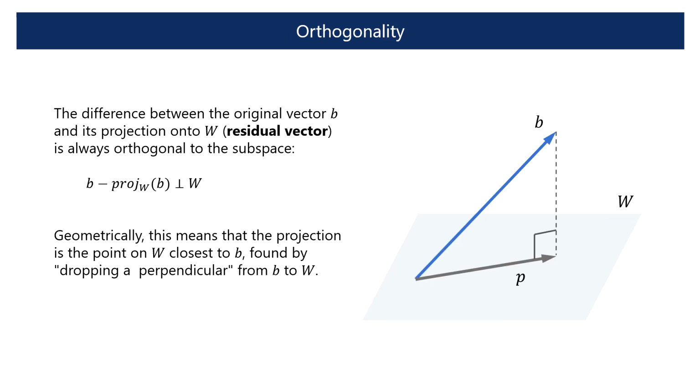The difference between the original vector b and its projection onto W, that is, the residual vector, is always orthogonal to the subspace. Geometrically, this means that the projection is the point on W closest to b, found by dropping a perpendicular from b to W. This orthogonality property plays a crucial role in optimization problems. A more detailed explanation will be provided in later chapters.